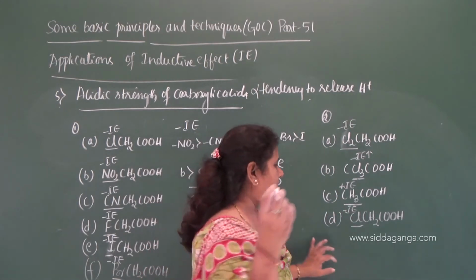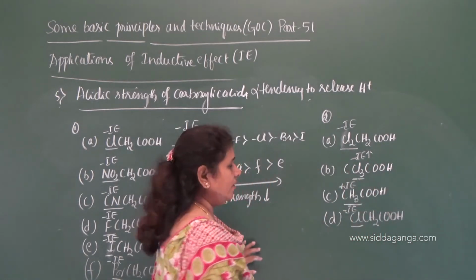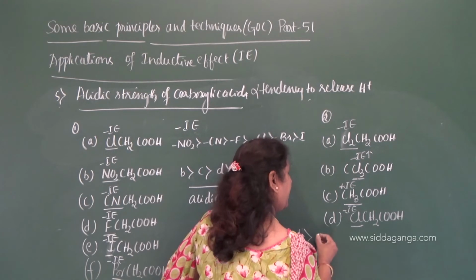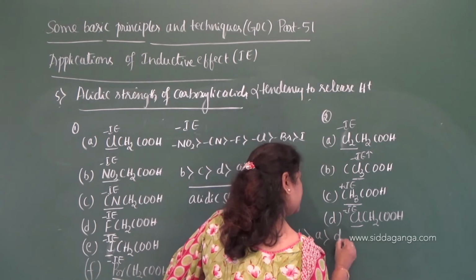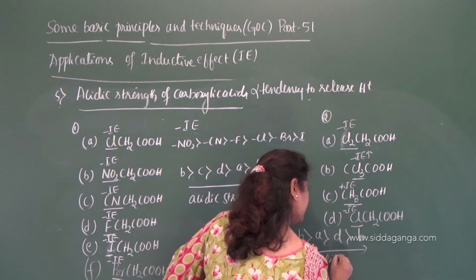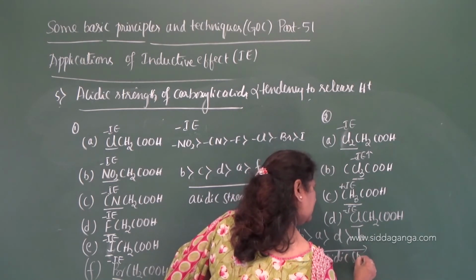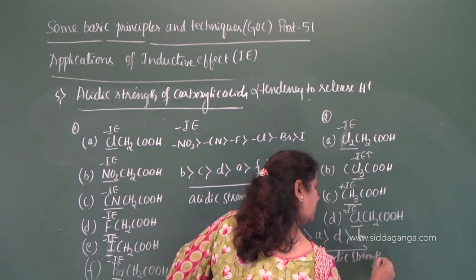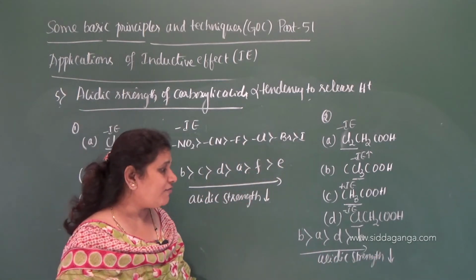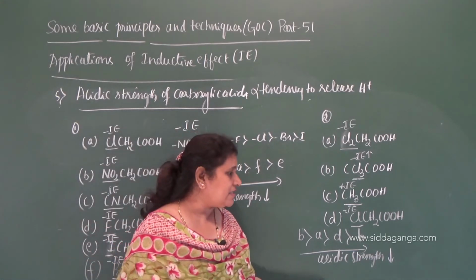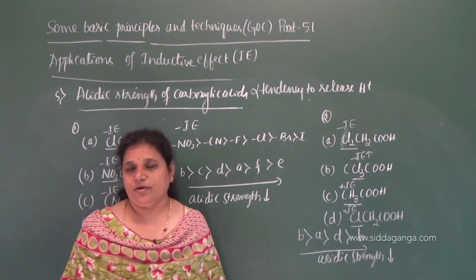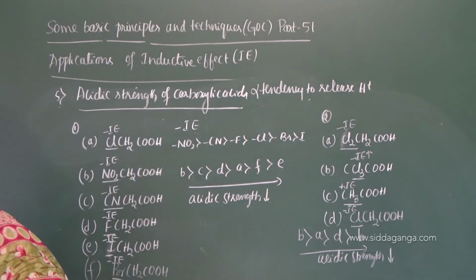Now, what is the order? Which is more acidic? B is more acidic. Then comes A, then comes D, then comes B. From here to here, acidic strength decreases. Why does it decrease? Magnitude of minus I effect decreases, but B gives a positive inductive effect. Okay, now move on to the next example.